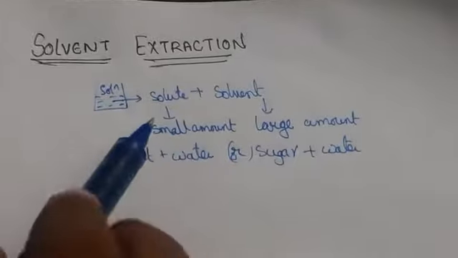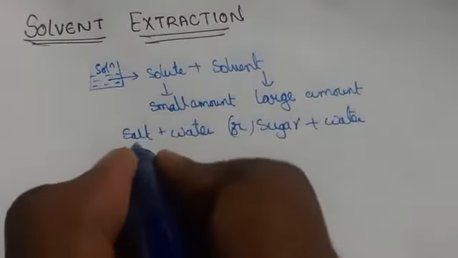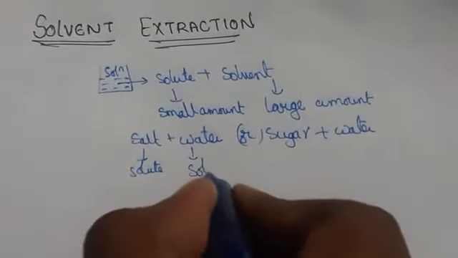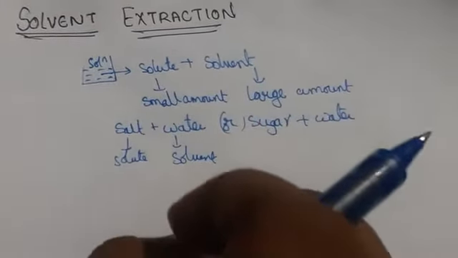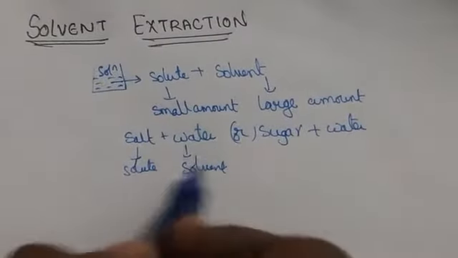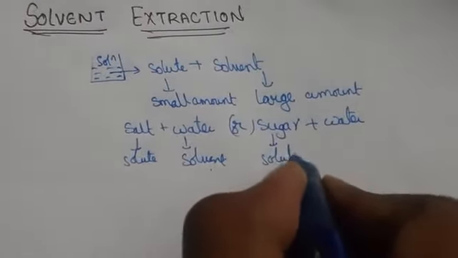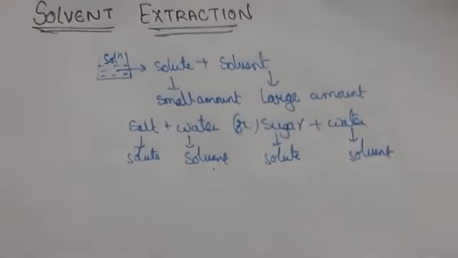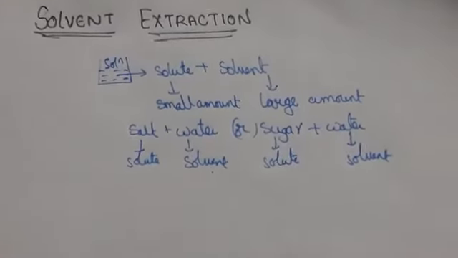So what I have told you, solute here, small amount. So here what will be the small amount? The salt will be the solute here. Solvent is nothing but water. Which will be very low quantity we are taking to dissolve, that one we call it as solute. Which we are taking very large amount, that one we call it as solvent. Here also the solute will be sugar and solvent will be water. So solvent is nothing but which will be taken in a large amount.